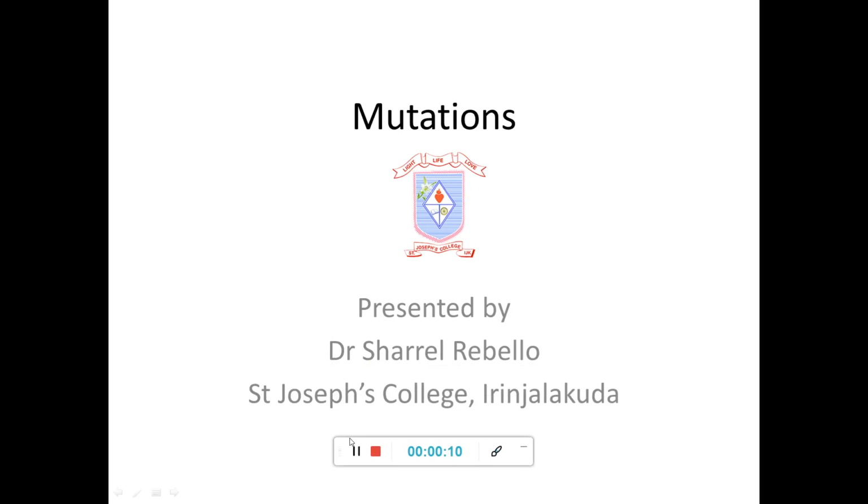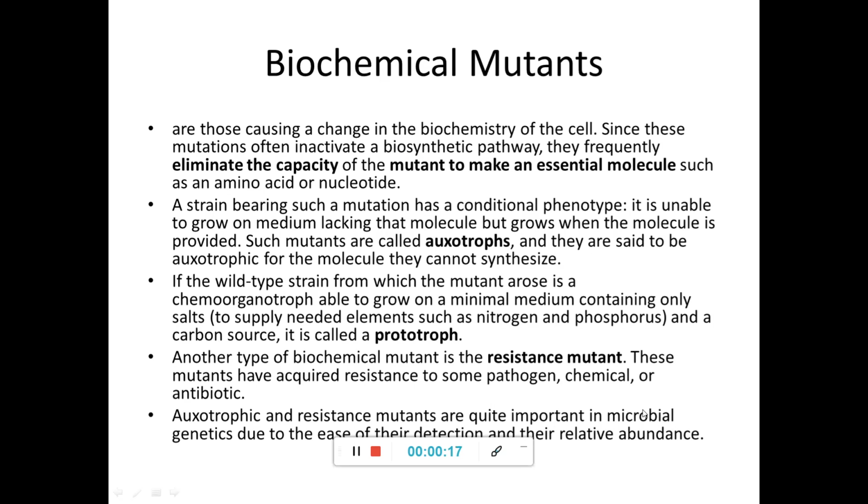Hi students, let's talk about mutations. The different types of mutations among bacteria could result in the formation of certain biochemical mutants. What are these biochemical mutants? As a result of certain mutations or sudden changes, the biochemical pattern, or the biochemistry of the cell, would get changed. What is the biochemistry of a cell?